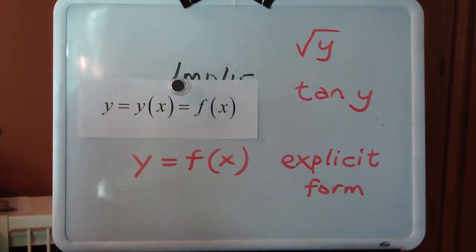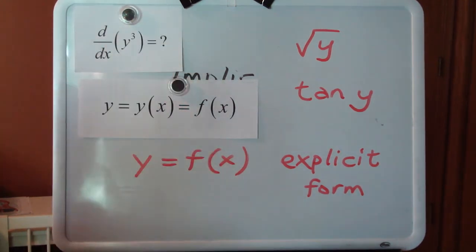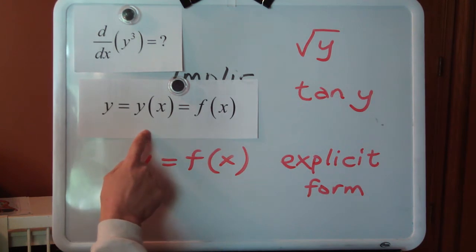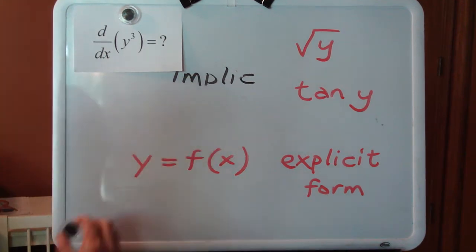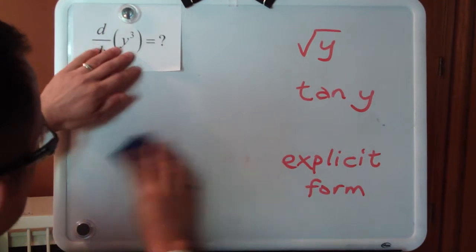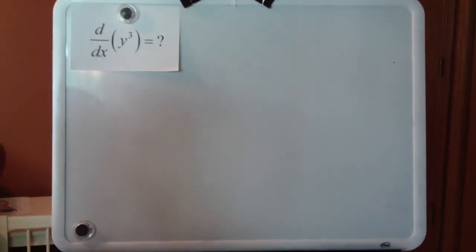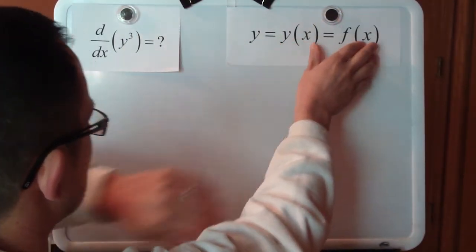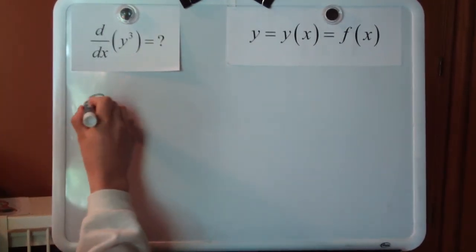So what I'd like to do to start things rolling is a mini problem. How do we find the derivative of y cubed, if we're making the assumption that y really depends on x? So we're going to go through that example. As a reminder, I'll keep this up here, because this is the basic assumption in this lesson. Okay, so let's walk through the details.